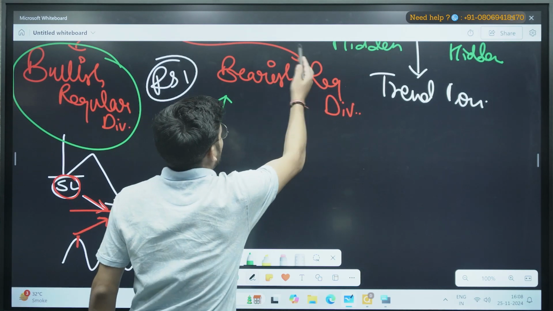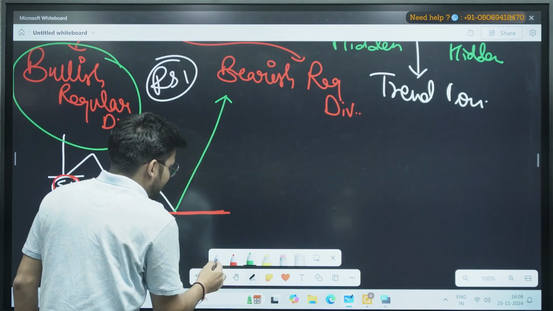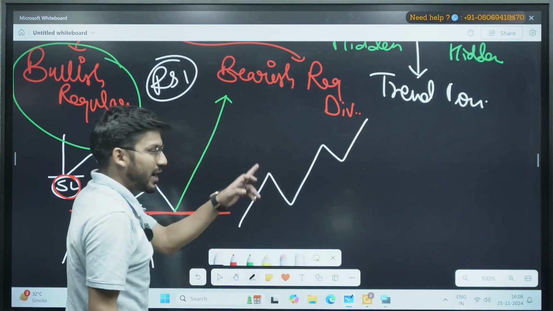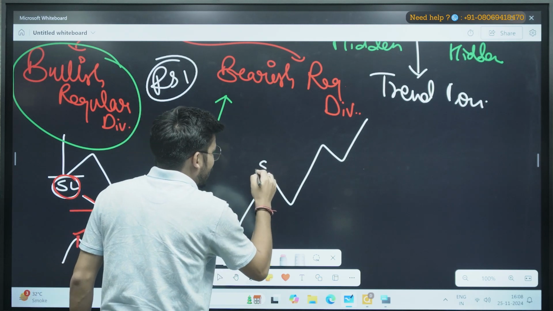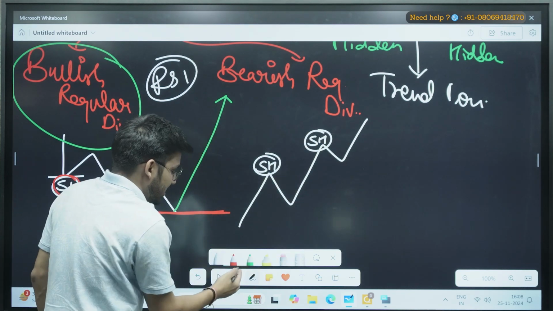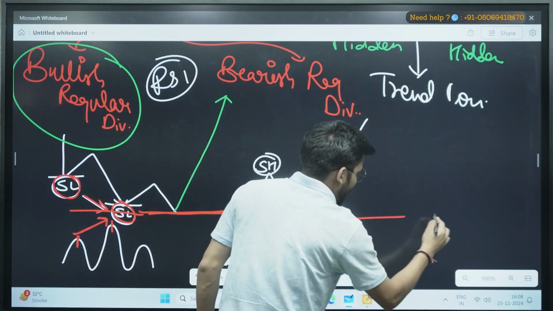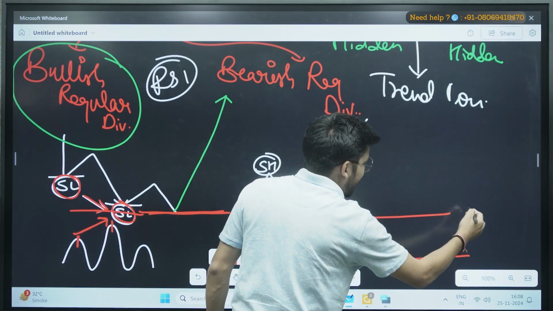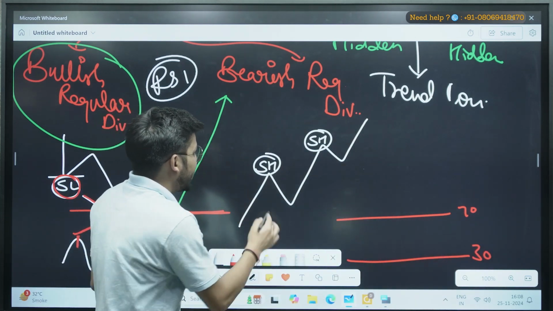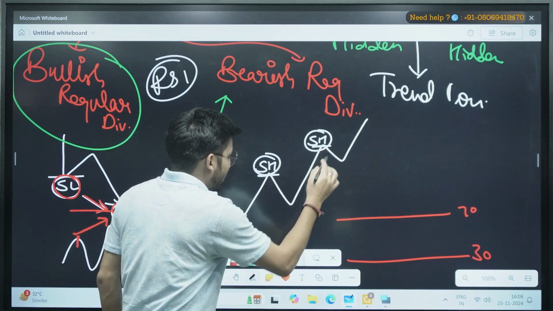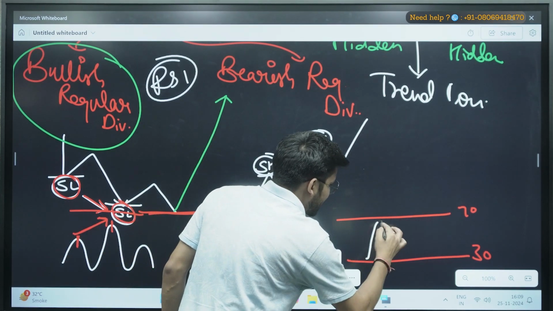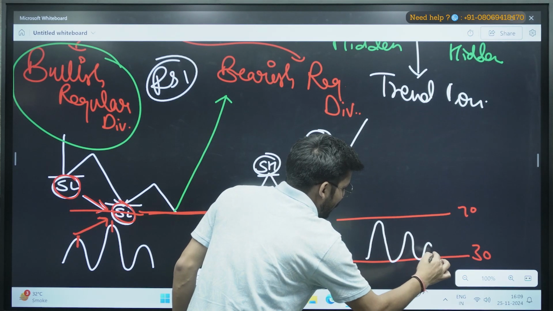Similarly, if I'm talking about bearish regular divergence, what will happen in the bearish one? Suppose my market was moving in the upward direction like this, and then we have a swing high, again we have a swing high, and when we noticed the RSI, it was moving like this. So these are the levels of RSI, for example 70 to 30. In RSI, what we noticed whenever there was a swing high is that my RSI was moving like this.